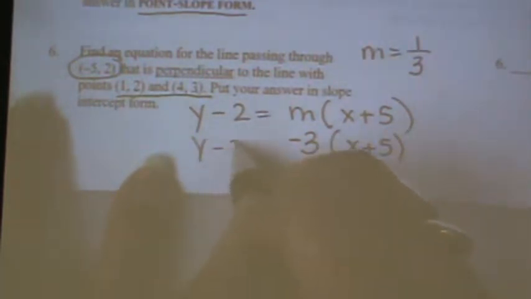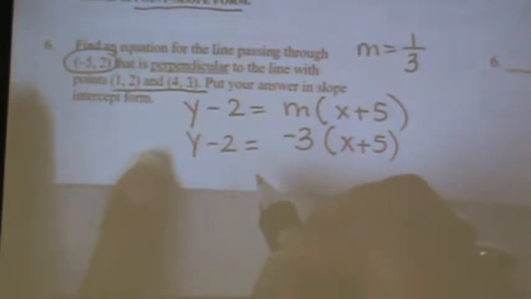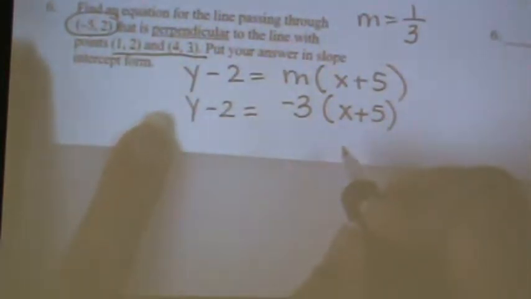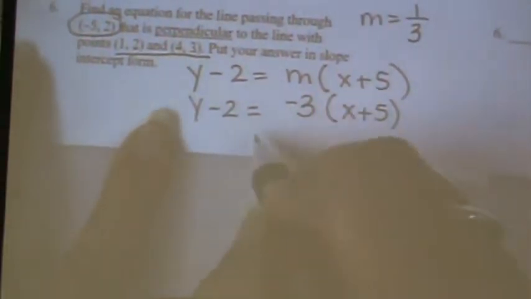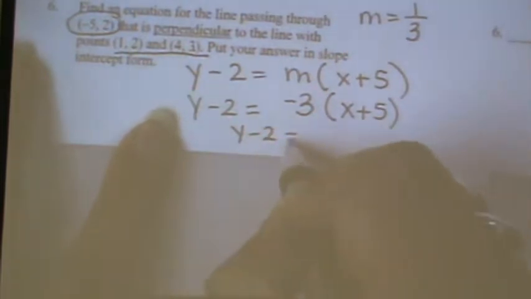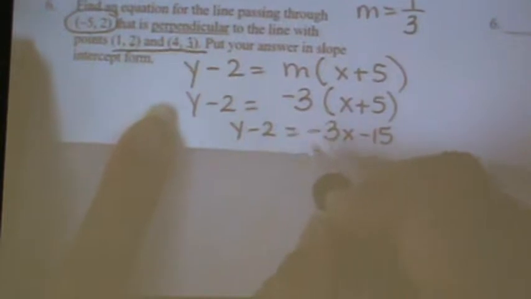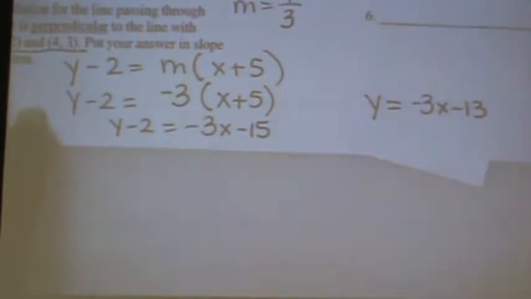Are you guys with me? Now, read it again. How do they want the answer? In slope-intercept form, so what do you have to do now? Distribute. So y minus 2 equals -3x minus 15. And now add 2, and you get y equals -3x minus 13. And I gave 3 points for that one.